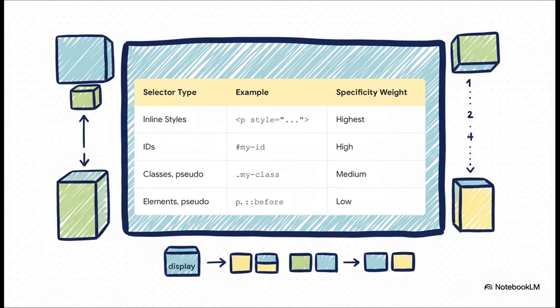You can think of it like a game of top trumps. An inline style is the most powerful card. It beats everything. An ID selector is like a king. It'll easily beat a class, which is like a knight. And the knight, in turn, beats a simple element selector, which is like a pawn. The selector with the highest score wins the battle, and its style gets applied.